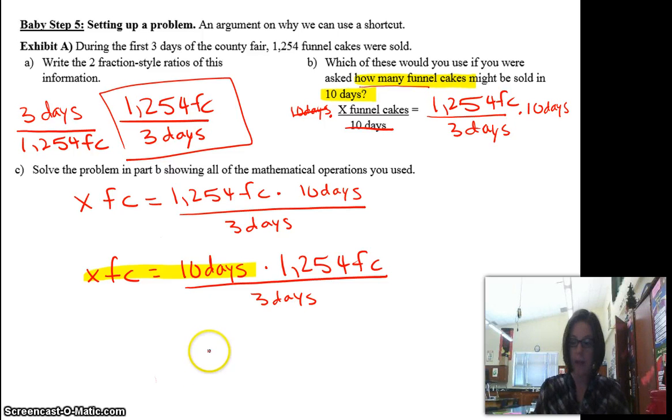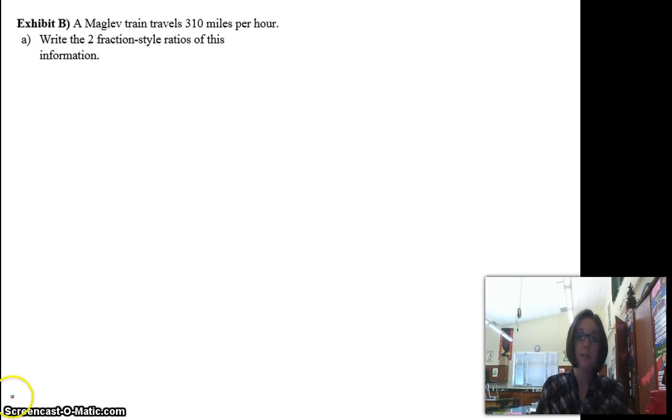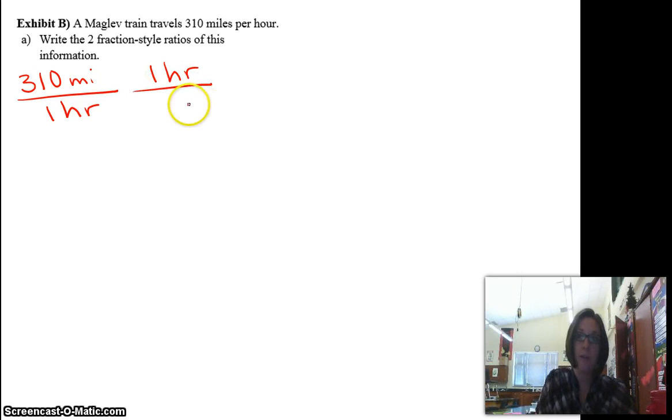So let's take a look at another example. This is also a middle school math problem. The fact that they're giving us is a maglev train travels 310 miles per hour. So if we want to turn that into a fraction style ratio, I would put 310 miles on top and 1 hour on the bottom. Could also do the reciprocal of that, where I say if that train travels for 1 hour, it would go 310 miles. So there's our fact turned into a conversion factor.